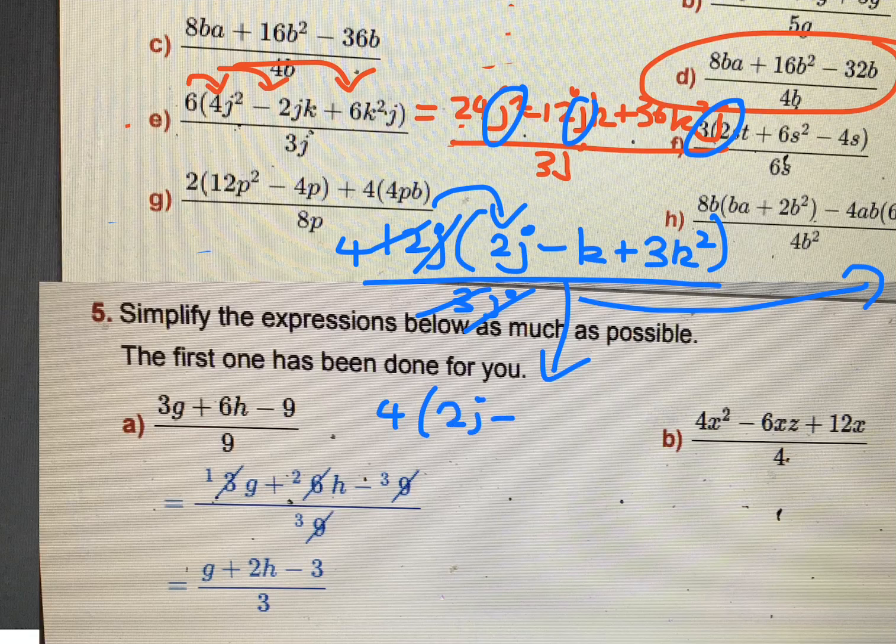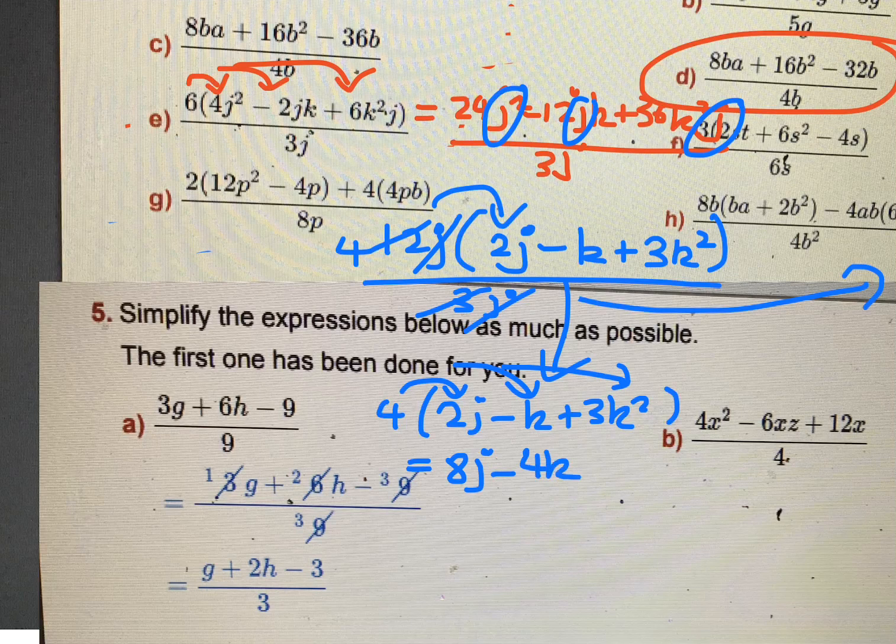You could leave it factorised like that, or you could even then expand it and simplify it. 4 2s are 8j, 4 k's are 4k, and 4 times 3 is 12k squared. So just make sure you're careful to get all the way through to the end.